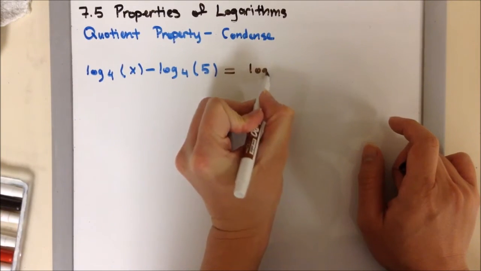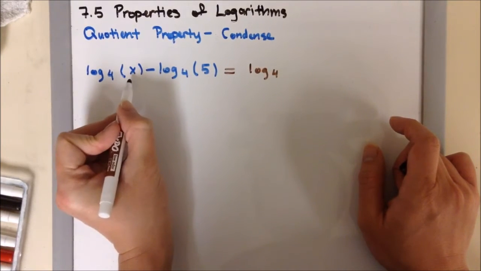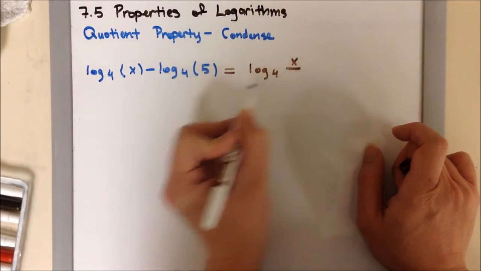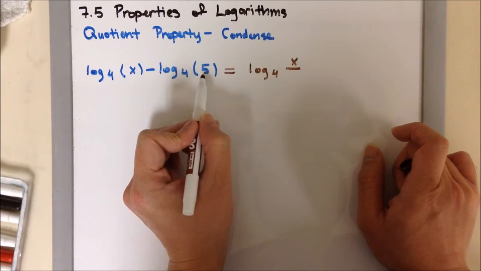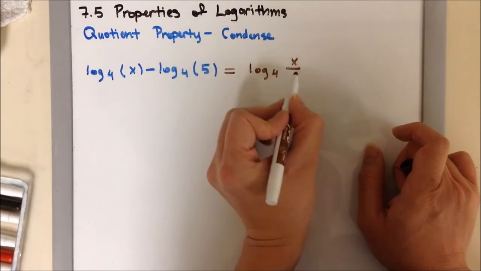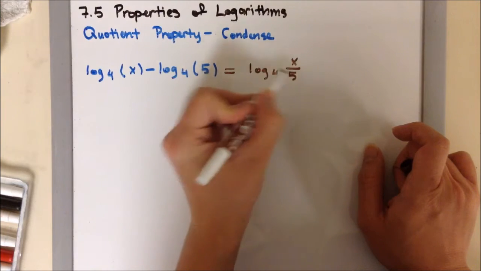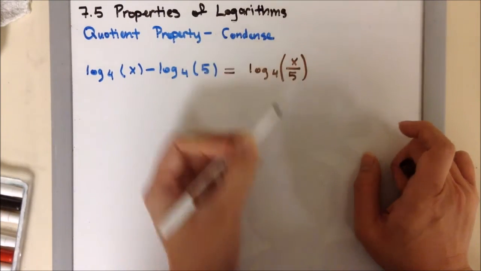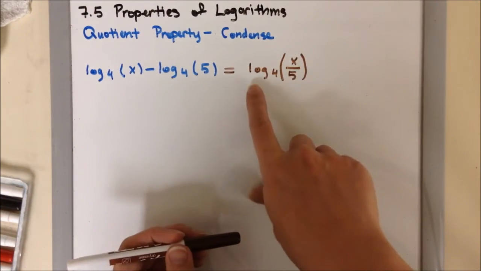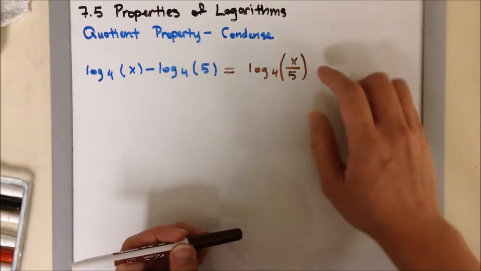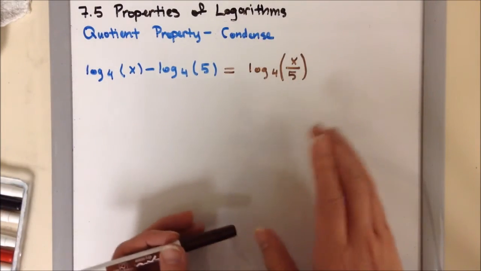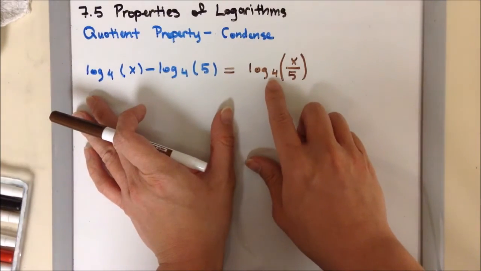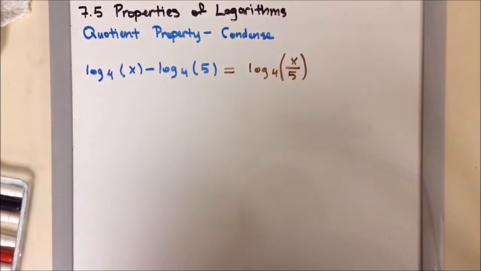So I'm going to write log base 4. Now the x came first, so I'm going to write x on the top, then my divide, and then the 5 is written second, so the 5 is going to be written in the bottom in the denominator. And then here is my condensed form, log base 4 of x over 5. And then that's it. As long as I follow the order, I'm good, and following the same base, that's all to it.